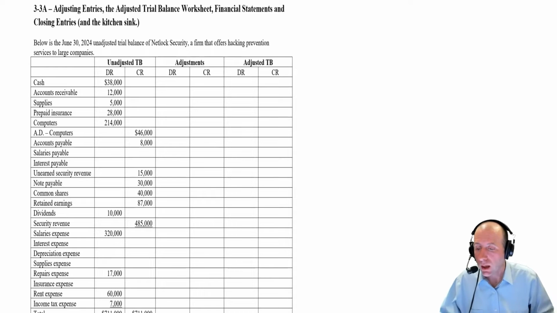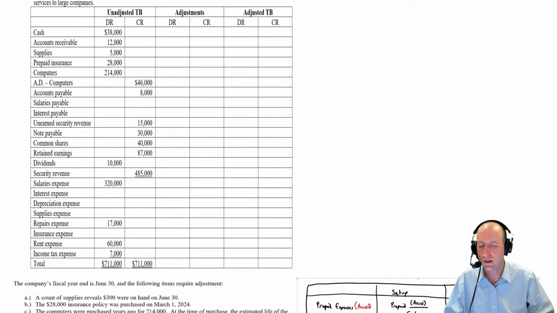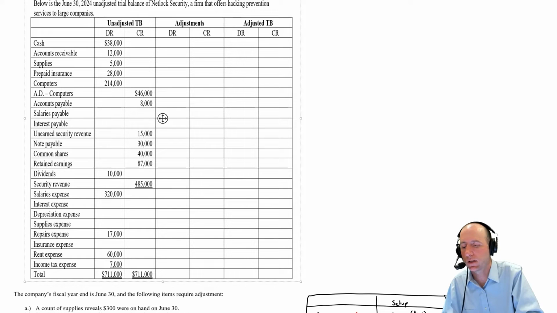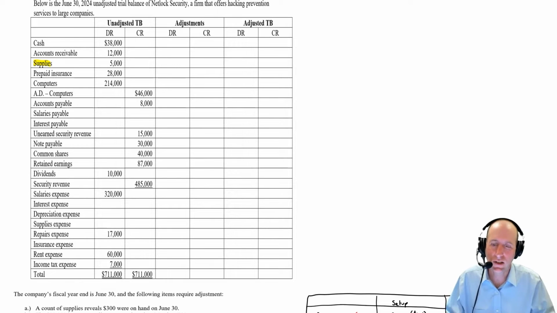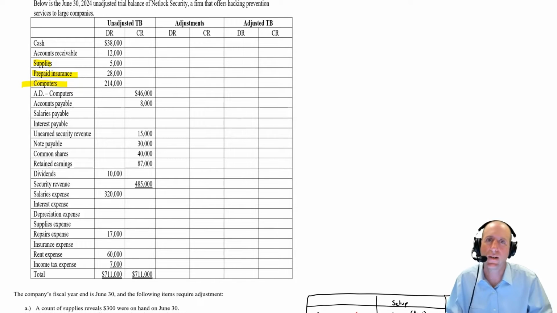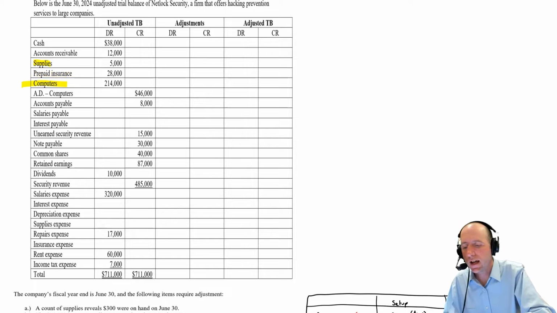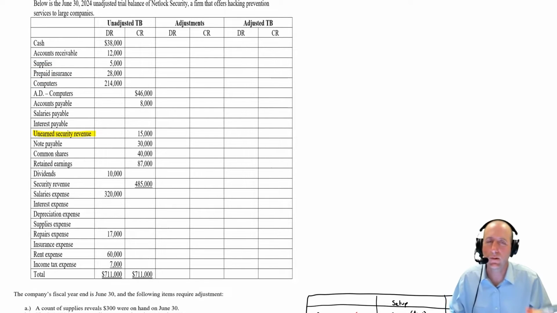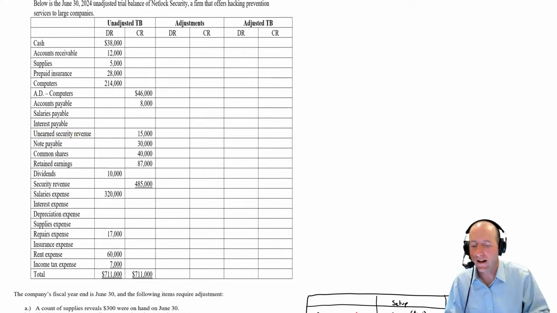Here we go. Below is the June 30th, 2024 unadjusted trial balance of NetLock Security, a firm that offers hacking prevention services to large companies. So anyway, there's their trial balance. Okay, fair enough. Things that jump out at me: there's supplies, so probably we'll do an adjusting journal entry for supplies. There's prepaid insurance. I see they have a long-term asset, so I'm going to have to do depreciation entries and all sorts of other things. I scan down the list and see unearned security revenue. Well, where there's unearned revenue, there are adjustments to be done.